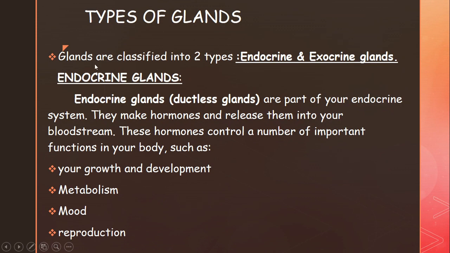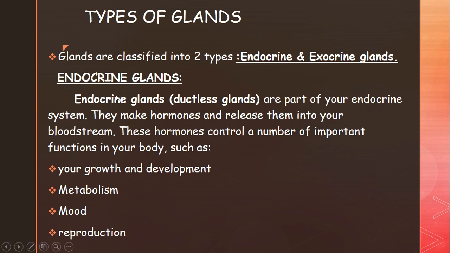Types of glands. Glands are classified into two types: the endocrine and the exocrine glands. In the last topic we discussed the exocrine glands. The exocrine glands produce certain secretions like tears, saliva, sweat, etc. We saw that they have ducts. That is the main difference between the endocrine and the exocrine.